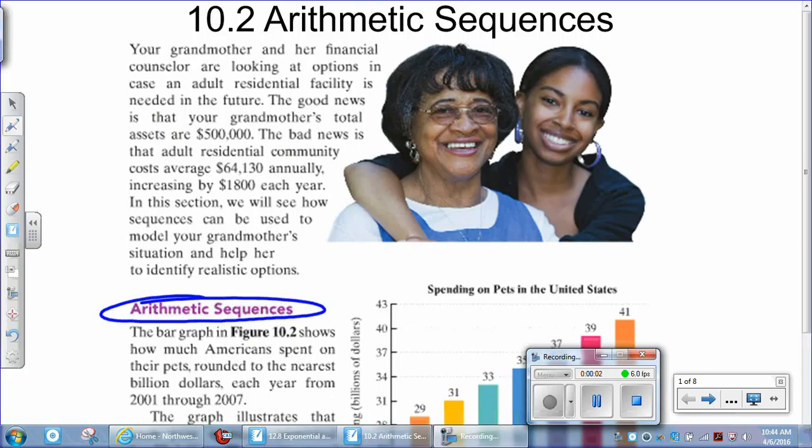This video will cover section 10.2, Arithmetic Sequences. This will be the last section that will be included in your exam number 3.